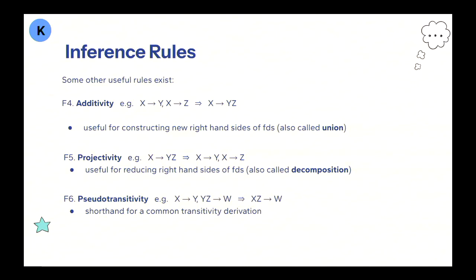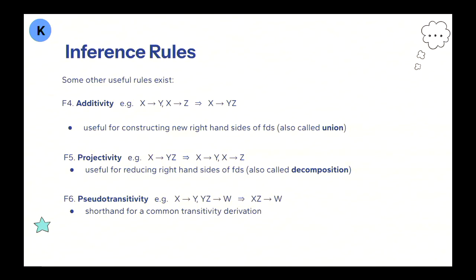And the fifth rule here is called projectivity. It is used to separate one rule into multiple ones. So if X can determine Y and Z, the set of attributes Y and Z, X can be used to determine Y and Z separately. So these two rules are like doing the reverse operation of each other.